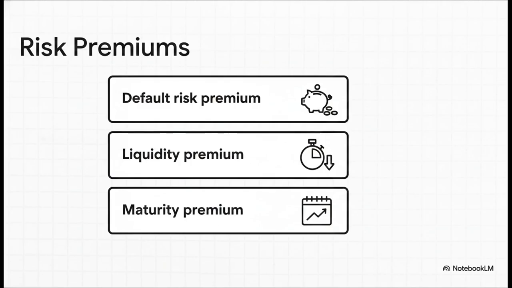Beyond just inflation, investors demand extra compensation, or premiums, for taking on specific risks. There are three big ones you need to know. First is the default risk premium. This covers the very real possibility that the borrower just fails to pay you back. Second is the liquidity premium. Think about it. If you need to sell fast and you have to take a steep discount because there aren't many buyers around, you're going to want compensation for that upfront. Finally, we've got the maturity premium. Basically, the longer you lend your money out, the more exposure you have to fluctuating interest rates. A 30-year bond carries way more interest rate risk than a 3-month bond, for sure.